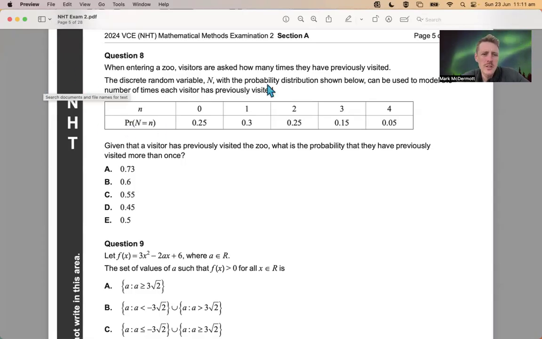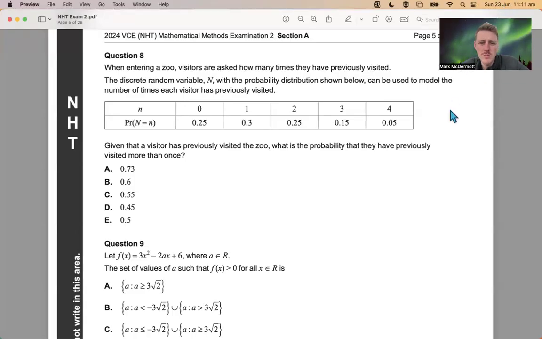Okay, question 8. When entering a zoo, visitors are asked how many times they have previously visited. The discrete random variable n with the probability distribution shown below can be used to model the number of times each visitor has previously visited. N from 0 to 4, probability that n equals n is 0.25, and so on. Given that a visitor has previously visited the zoo, what is the probability that they have previously visited more than once? Understanding this question can be quite tricky, I think.